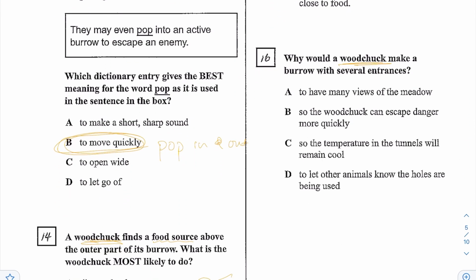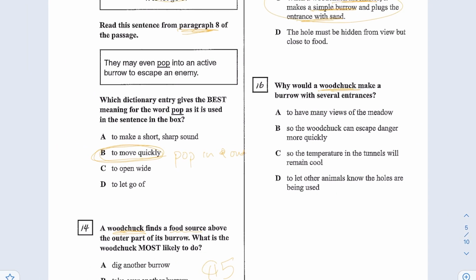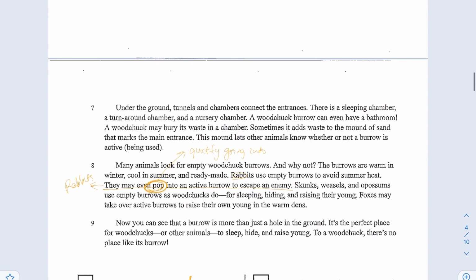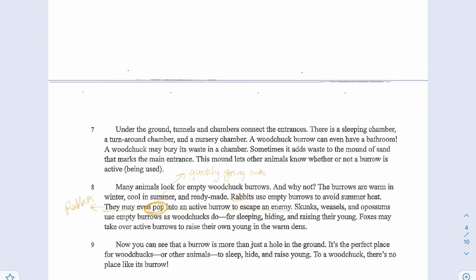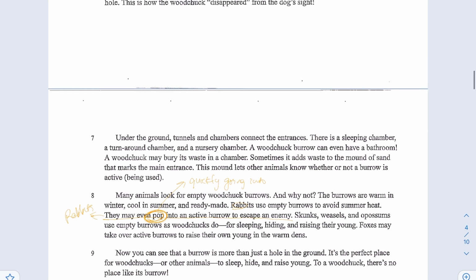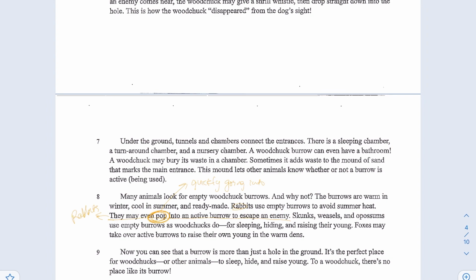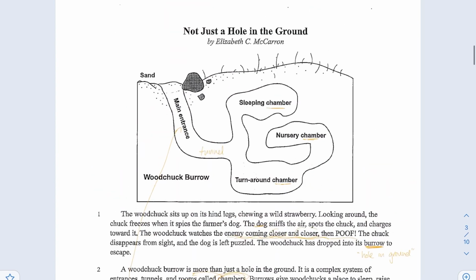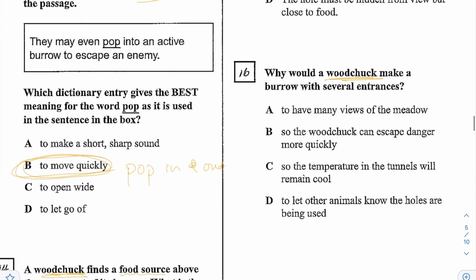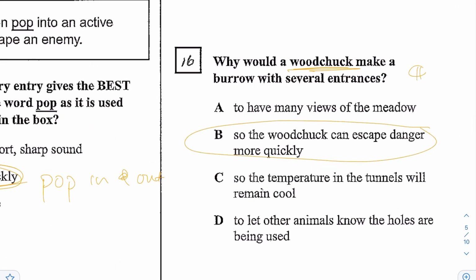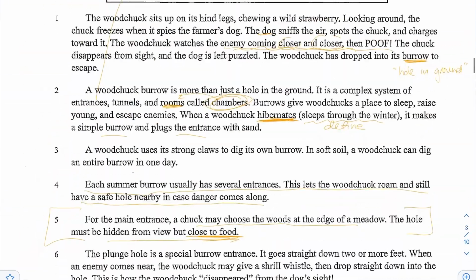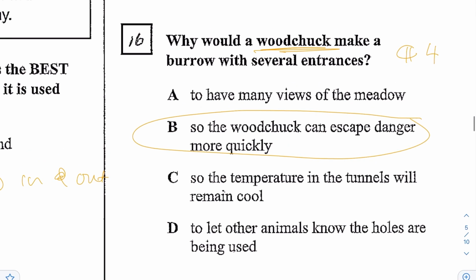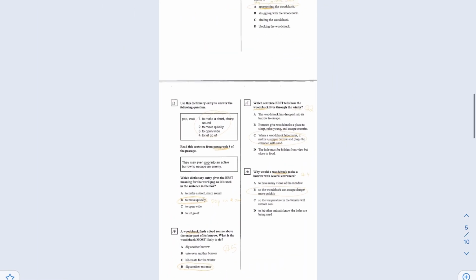Next, number 16: why would a woodchuck make a burrow with several entrances? If you look at the different entrances, you have a main entrance, and you also have other entrances here. "Each summer the burrow usually has several entrances. This lets the woodchuck roam and have a safe hole nearby in case danger comes along." So this is so that they can escape an enemy. That's paragraph 4 for question number 16. So you can escape danger quickly. If there's one entrance, you can then pop out a different entrance. So here's a summary for these 2 pages.